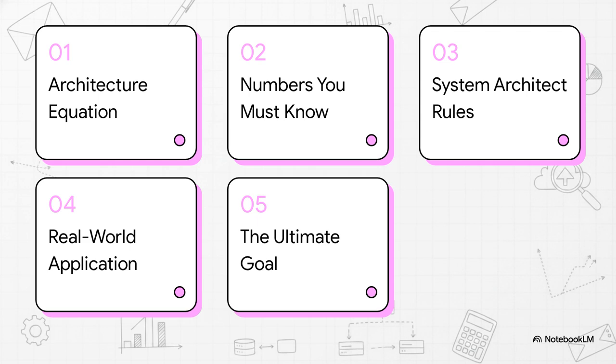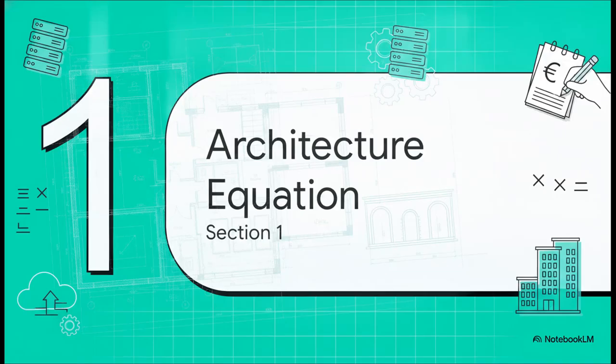Here's our roadmap for today. We're going to hit 5 key areas: the architecture equation, the absolute must-know numbers, core system architecture rules, a real-world application, and finally, the ultimate goal. All right, let's jump right into Section 1, the architecture equation.